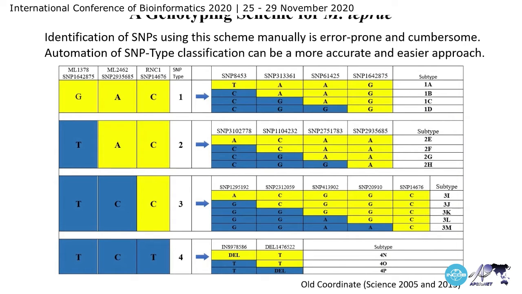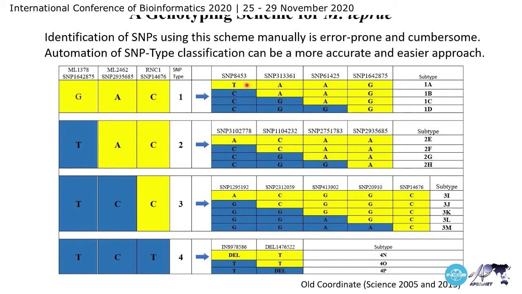So this is the genotyping scheme for Mycobacterium leprae. After you've sequenced a given sample, you can use SNPs at these informative genomic loci to tell you what strain it belongs to. For example, if the SNPs at these 3 genomic loci are G, A, and C, then your sample belongs to SNP type 1.